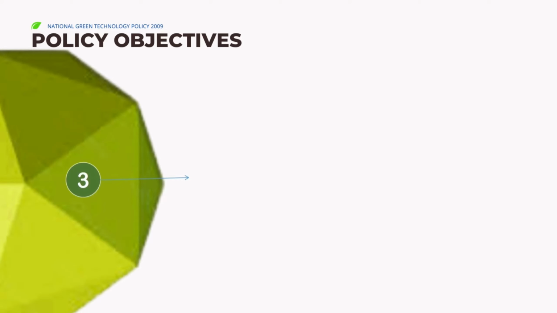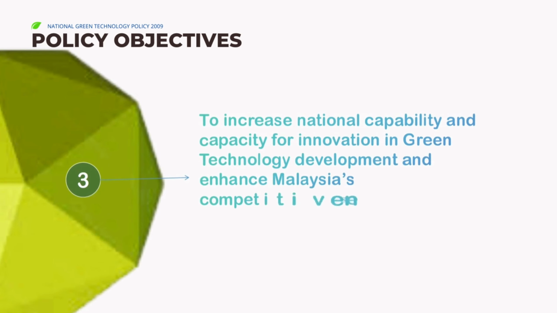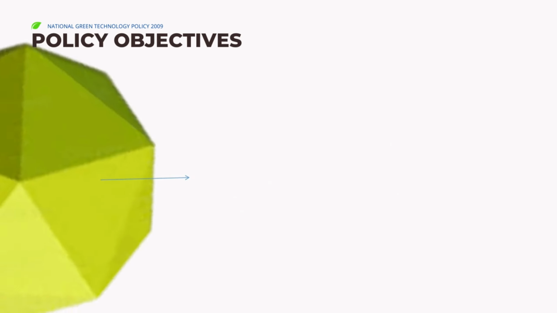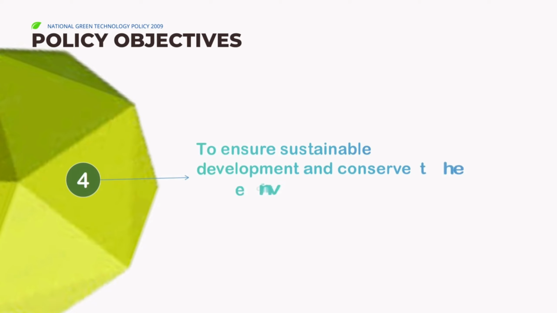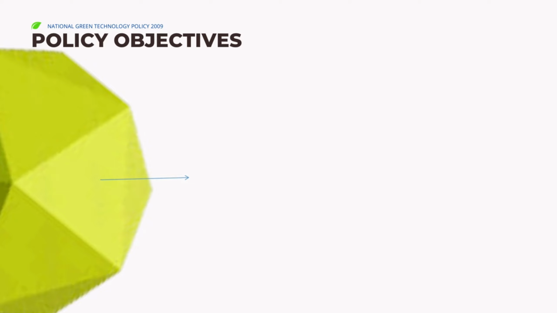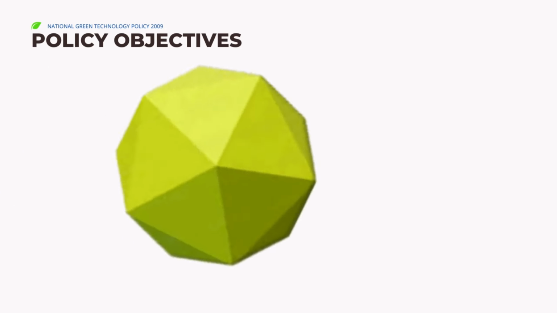Number 3, to increase national capability and capacity for innovation in green technology development and enhance Malaysian competitiveness in green technology in the global arena. Number 4, to ensure sustainable development and conserve the environment for future generations. Number 5, to enhance public education and awareness on green technology and encourage its widespread use.